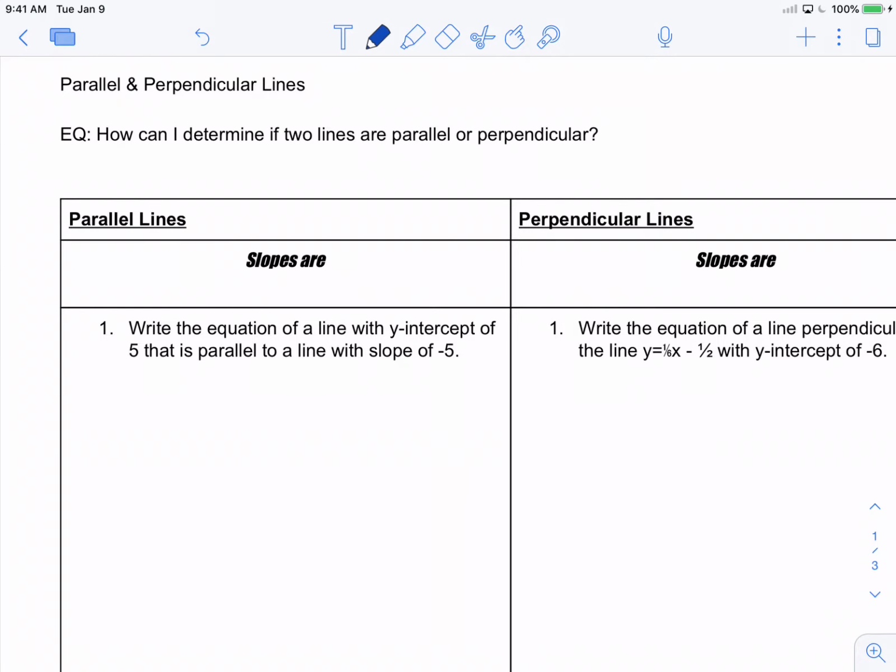Today we're going to talk about parallel and perpendicular lines. So the first thing is let's look at our question we're asking, and that is how can I determine if two lines are parallel or perpendicular? If two lines are parallel, then their slopes are going to be equal.